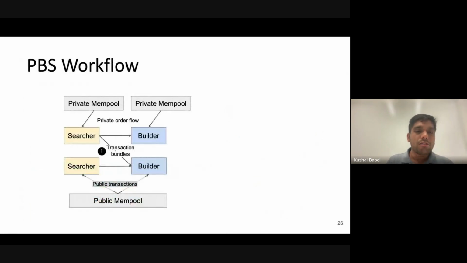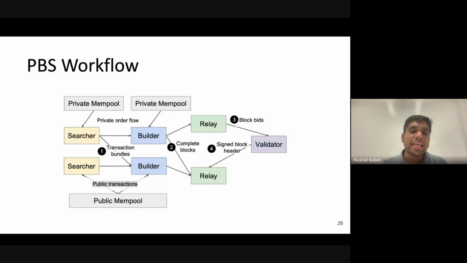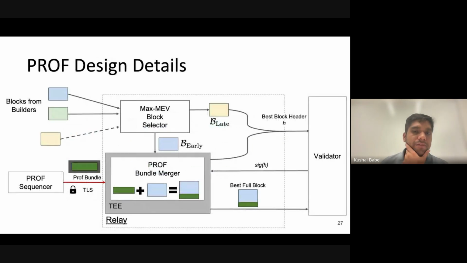Okay, so now diving into the details of the workflow for PROF, first look at the workflow for PBS. Builders supply their blocks to relays, and relays essentially take custody of these blocks and then send a header to the validator, which signs the header back, which is a cryptoeconomic commitment from the validator that it will indeed propose that block and nothing else. Only then does the relay release the transactions or the underlying block to the validator. Okay, so how do we now integrate PROF into this workflow? Well, it's quite simple. This is the summary of the design.